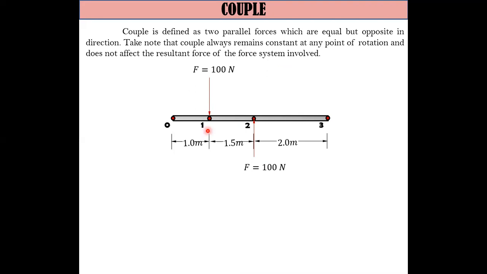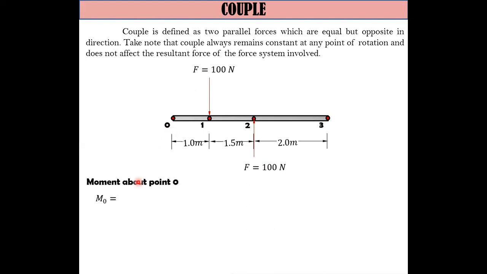To prove that couple always remains constant no matter what point we consider, let's try to get the moment at the four given points: point 0, point 1, point 2, and then point 3. So let's start getting the moment about point O.